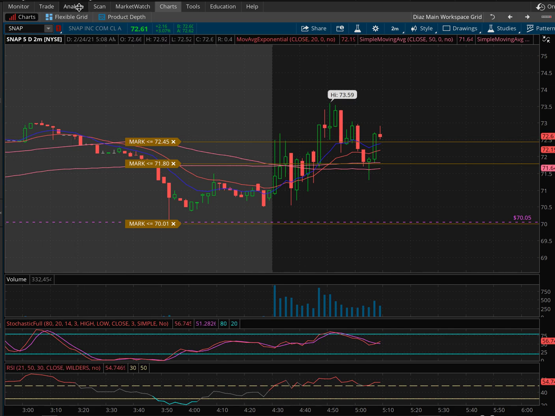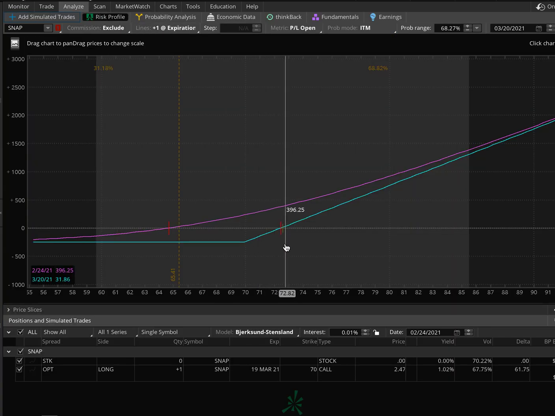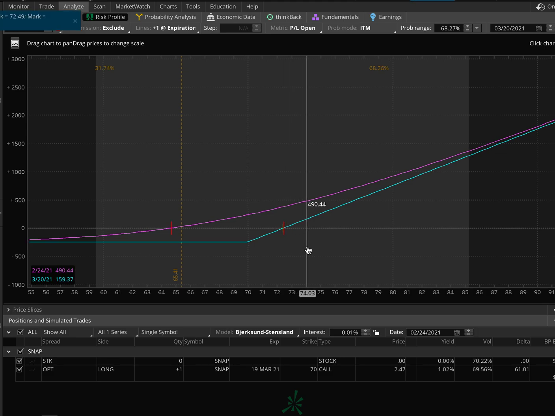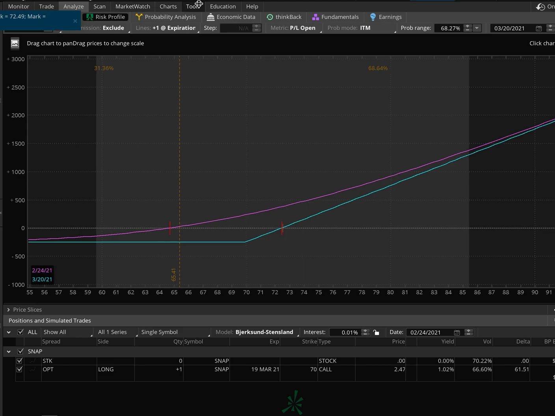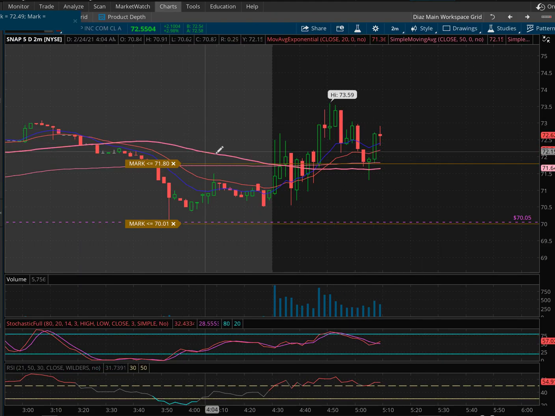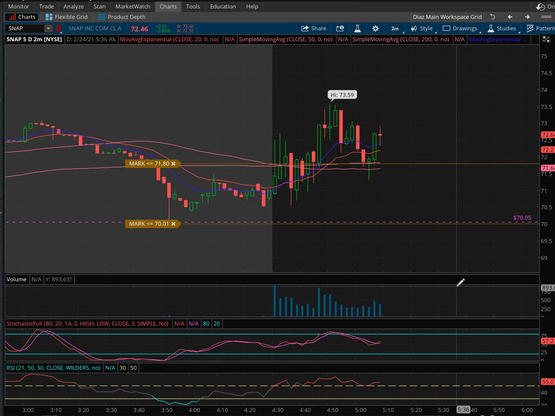Management on my snap trade. As you can see, I am currently up 385. My goal for today is 475 at a price target of 74 bucks. So we're just going to go ahead and take a quick look here. I am managing it on a 2-minute time frame just to get an intraday perspective.